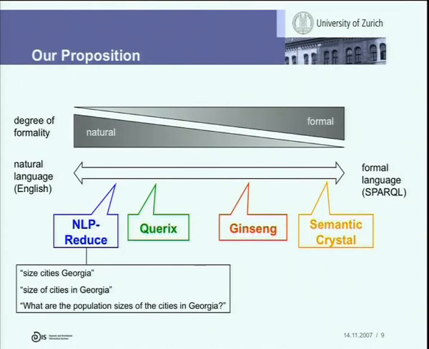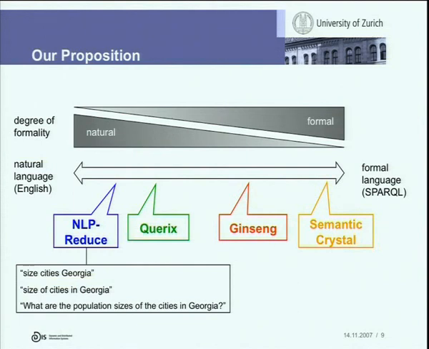So for example, if I'm staying with this US geography data set, which is actually the one we use to do our experiments, you can put things in like cities, size, Georgia, or size of cities in Georgia, or what are the population sizes of cities in Georgia. And it will process whatever, and will try to make best guesses about what you're actually doing. So that's NLP-Reduce. And we called it NLP-Reduce because we tried to use as little NLP as possible. We actually didn't use any NLP, would be the right word. And we tried to just do a best guess on what the answer was.